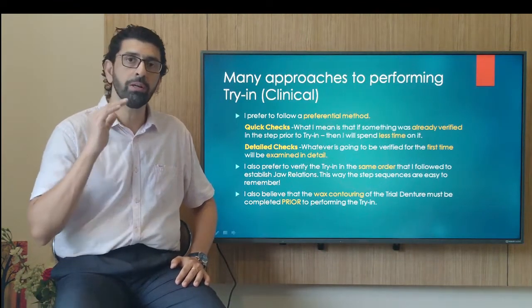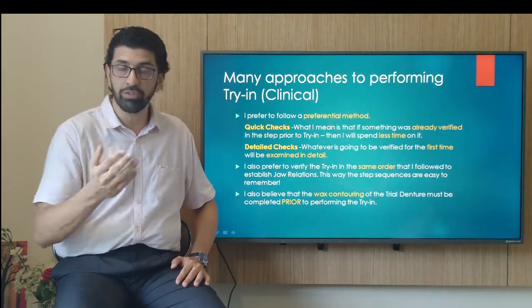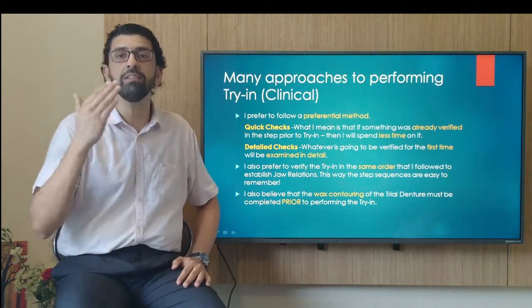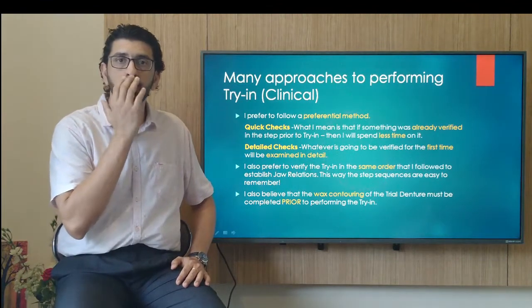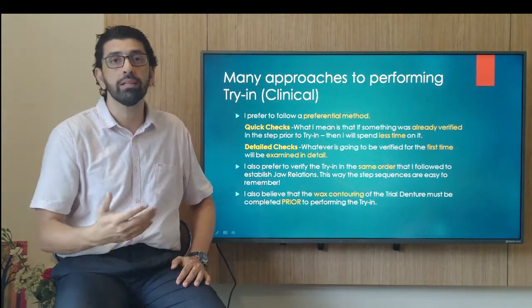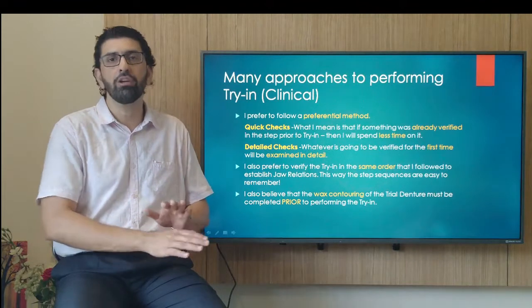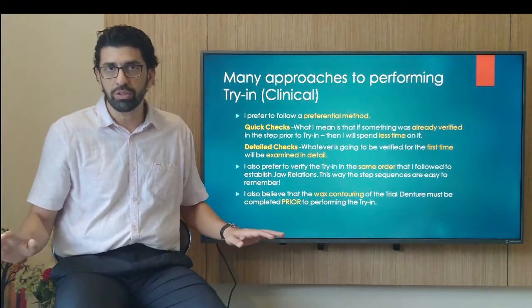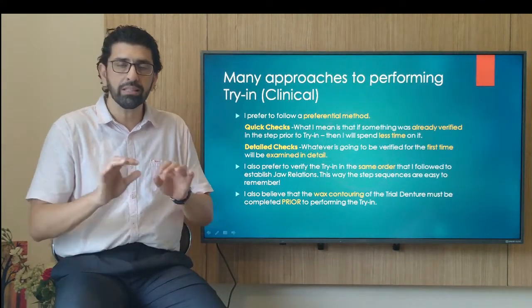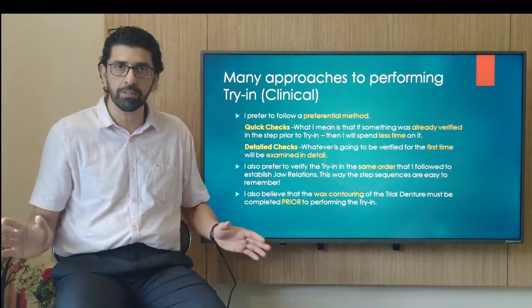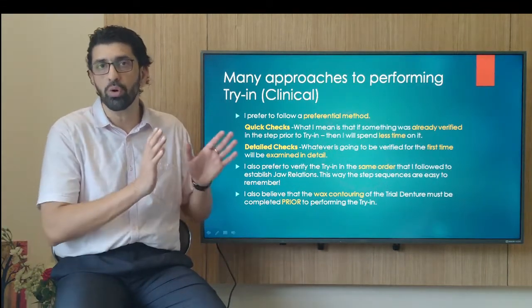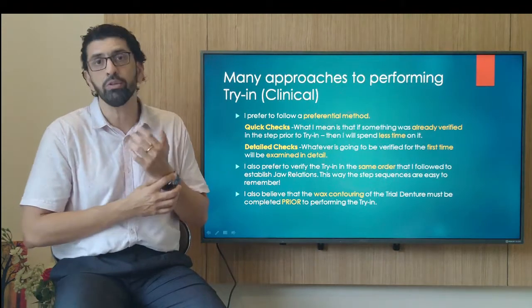Because if you're going to do the wax festooning and all that after the try-in, chances are that you're going to change the lip support and the aesthetics may change. So for this reason, I'd like you to complete all your wax festooning work, all that stuff, except sealing onto the cast. Everything else, do it beautifully well as you would want it in the final denture, and then do your try-in.